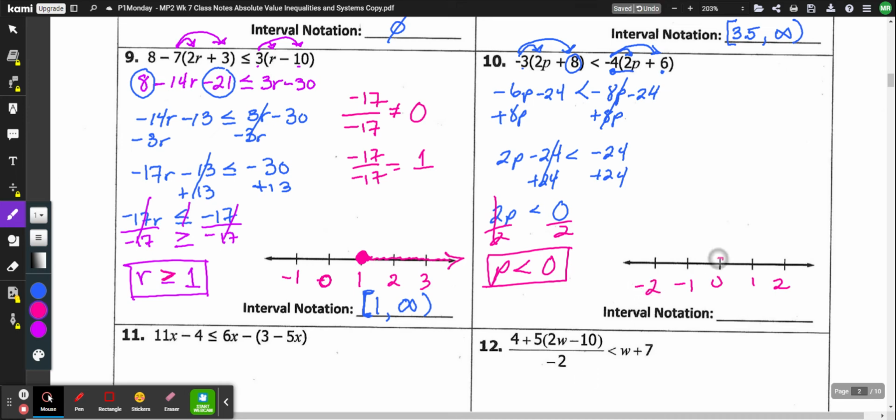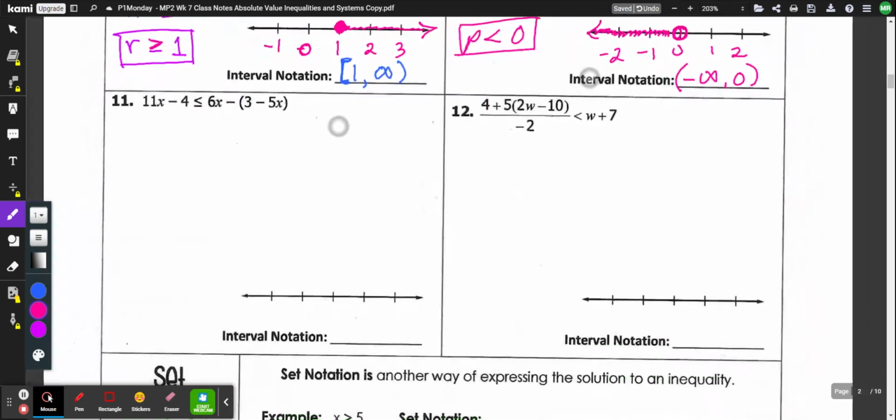Less than only, so we use an open circle. Less than is shading the left side of the number line. In our interval notation, we're going to start at negative infinity and end at 0. So we're going to write negative infinity, 0. Do not include the 0. It's an open circle, so we use a parenthesis. And we always use parentheses for negative infinity and positive infinity.